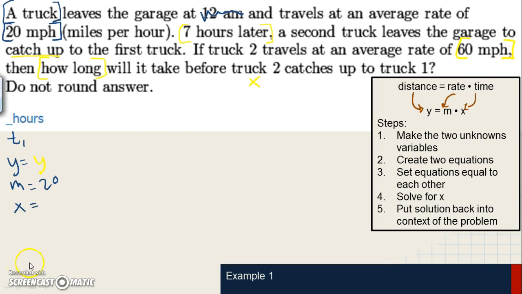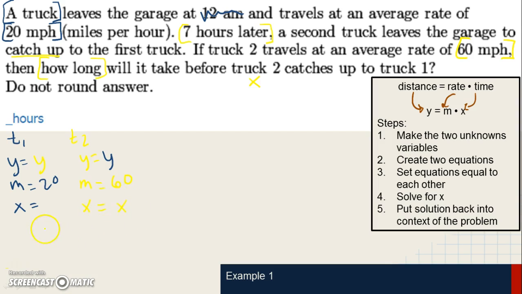Now I'm going to go ahead and set up the equation for truck number 2. Again, for the distance for truck number 2, we know that the distance is equal to the distance for truck 1. So we can just write y equals y. Now for the rate, we're going to put 60 because it was said 60 miles an hour was the speed truck 2 was going. And then for the time, that's what we're trying to figure out. So if we're trying to figure out truck 2's time and we don't know it, we'll just leave truck 2's time as x.